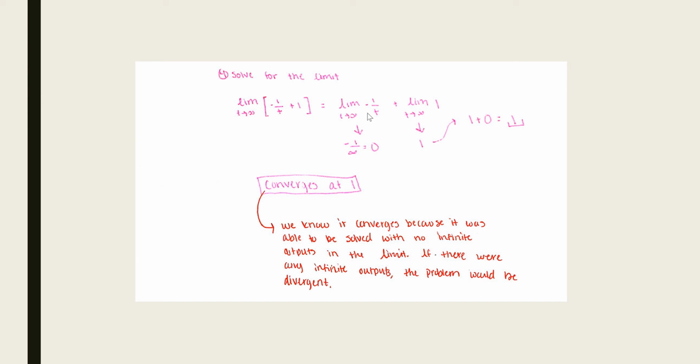When you solve for this first limit, you get 0. And when you solve for this second limit, you get 1. And when you add those two terms, you're left with 1. So we know that this integral converges at 1. We would be able to tell if it was a divergent integral if one of these limits gave us either a negative infinity or a positive infinity as an output. And we would know immediately that it was divergent.